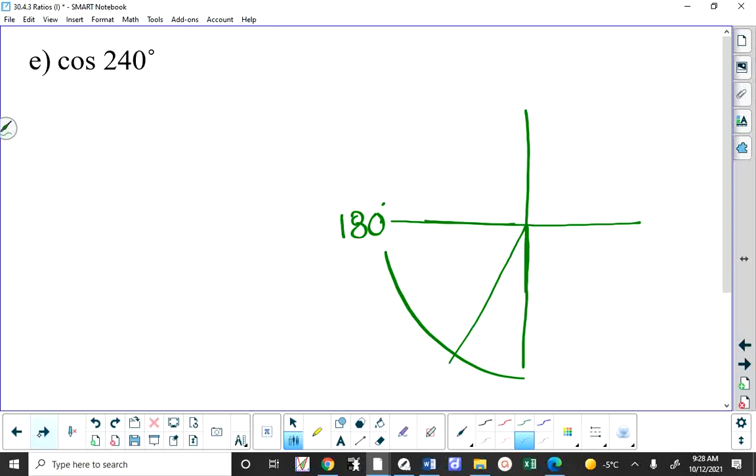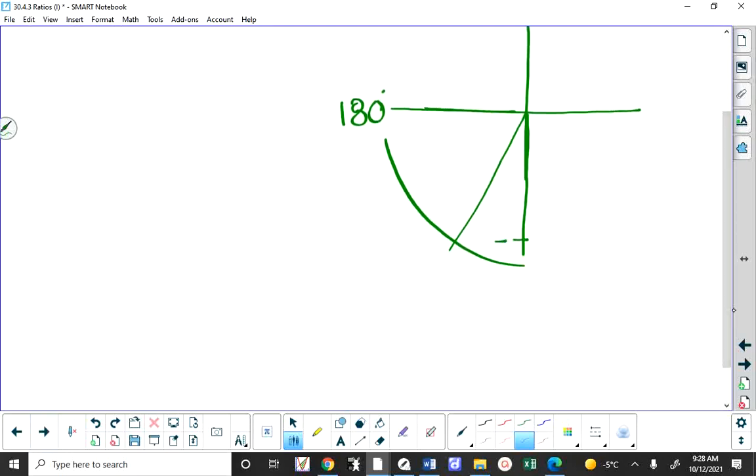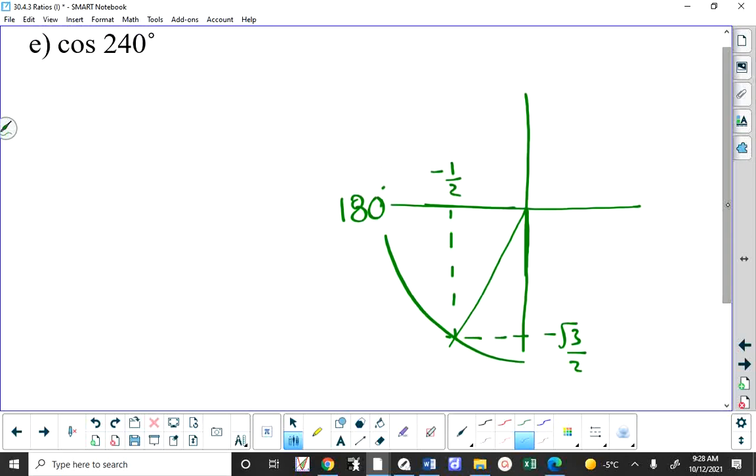It's not halfway between the quadrants. It's not a 45-degree chunk. That sure doesn't look like 1/2. That's going to be the negative root 3 over 2. That looks pretty close to 1/2. And of course, in quadrant 3, x is negative. And that means that, what were we after? Cosine? The answer is negative 1/2. You know, it's x over r, but on the unit circle, r is 1.